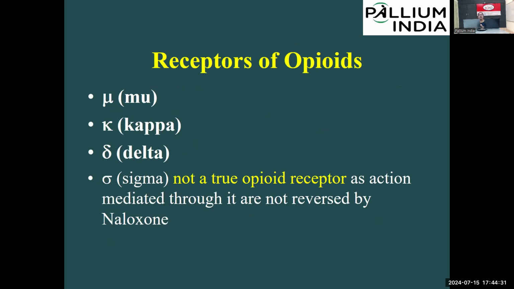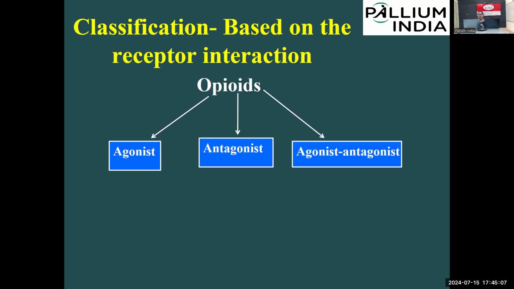Receptors of opioids are mu, kappa, delta, and sigma. Sigma is not a true opioid receptor because the action mediated through it is not reversed by naloxone. So it is not a true opioid receptor. We have already said that the characteristics of opioid drugs are that their action is mediated by combining with the opioid receptors, and their action can be reversed or antagonized by naloxone. And the opioid receptors are mu, kappa, and delta.